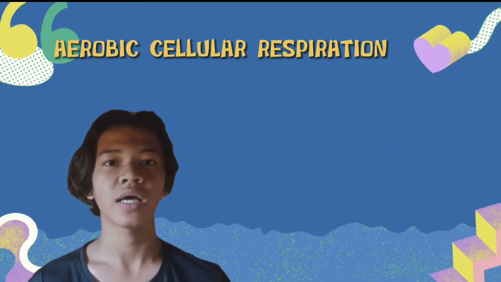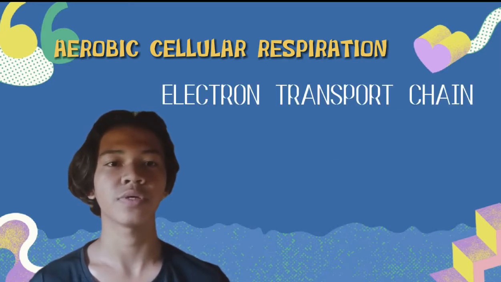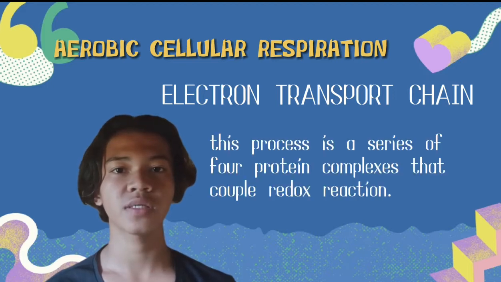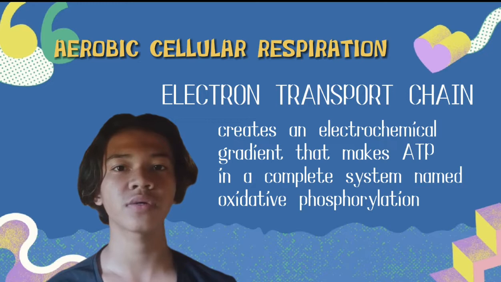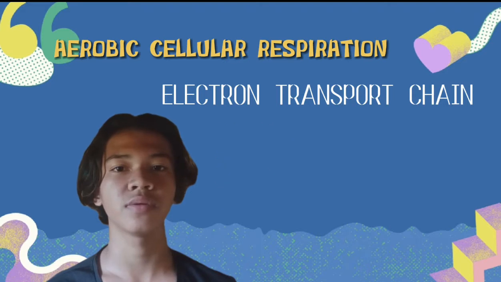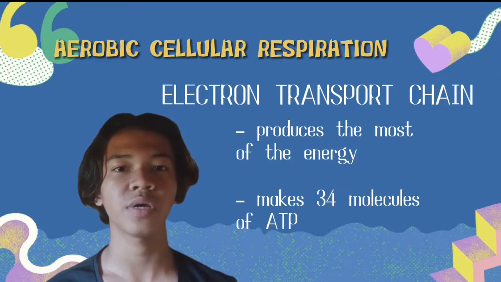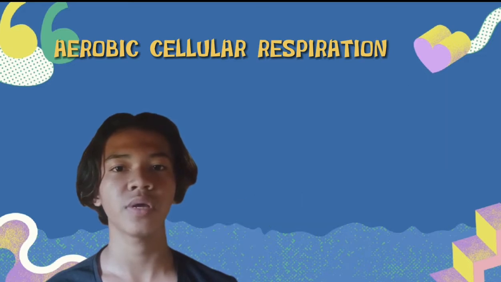The last step of cellular respiration is the electron transport chain. This process is a series of 4 protein complexes that couple redox reactions, creating an electrochemical gradient that leads to the creation of ATP in the complete system named oxidative phosphorylation. It takes place in the mitochondria in both cellular respiration and photosynthesis. As I've said, this process produces most of the energy, as it makes 34 ATP molecules compared to the 2 ATP molecules made in glycolysis and the Krebs cycle.